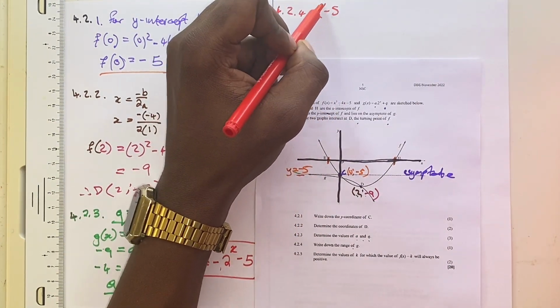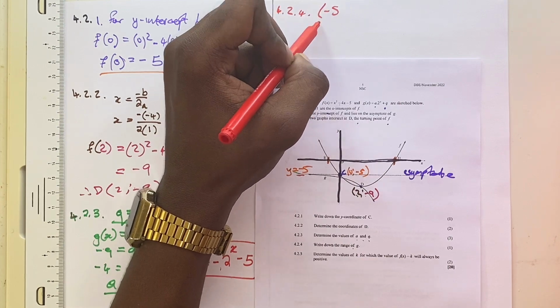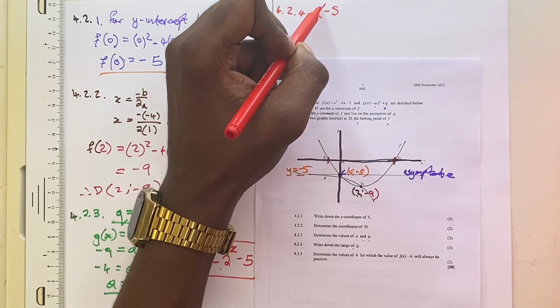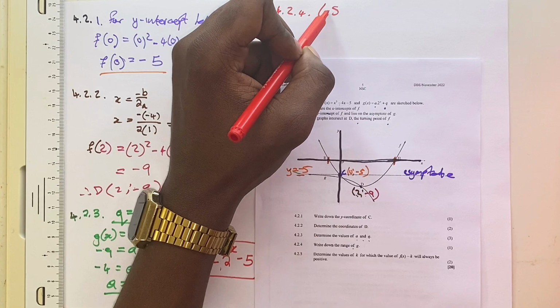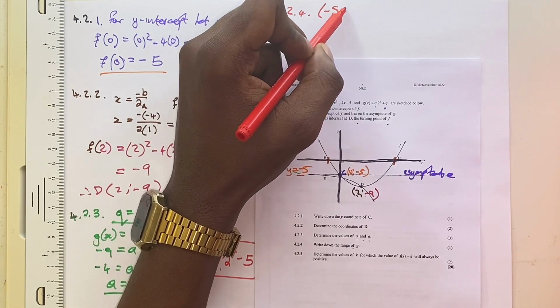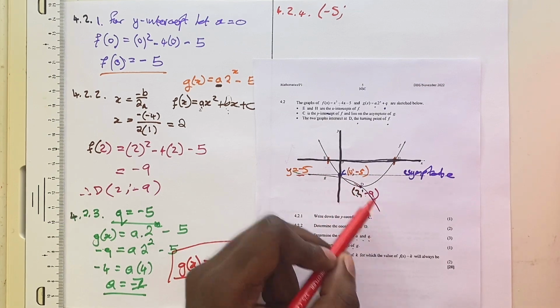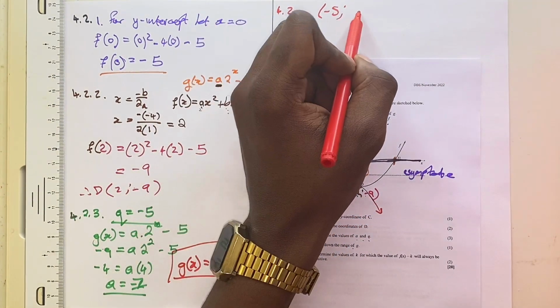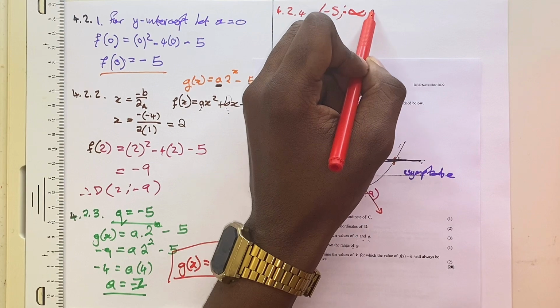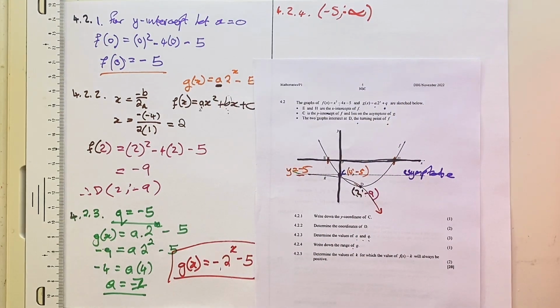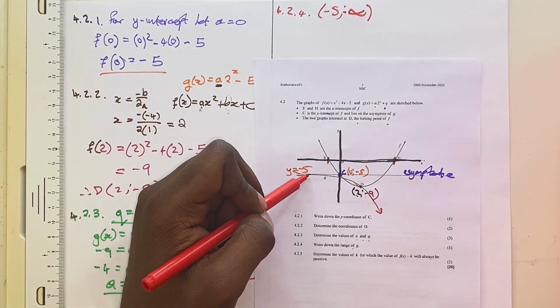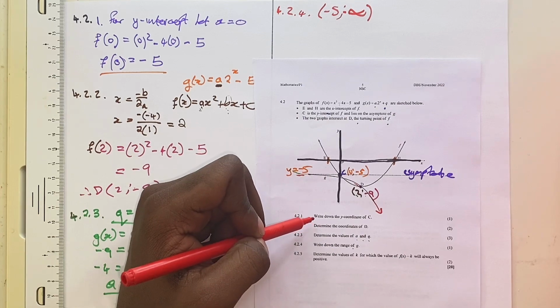We do not include 5. We do not make a square bracket here. We make a curved bracket because 5 is not included in our range. And it will start at negative 5, go down, go down, go down until negative infinity. So it starts at negative 5 and goes to negative infinity.